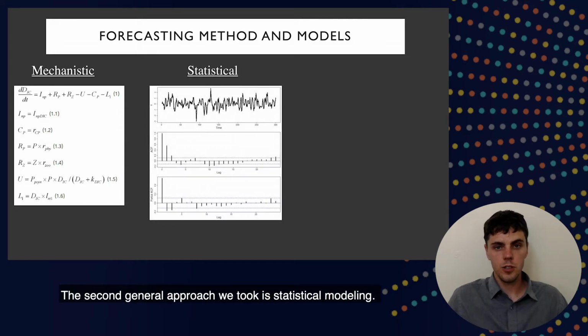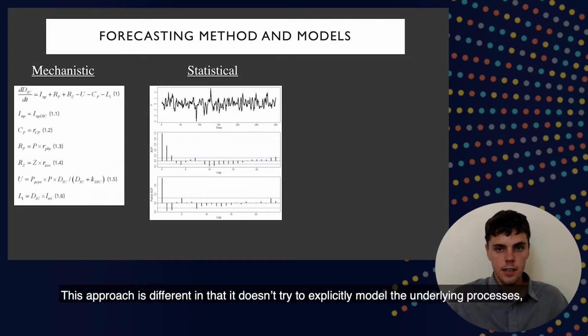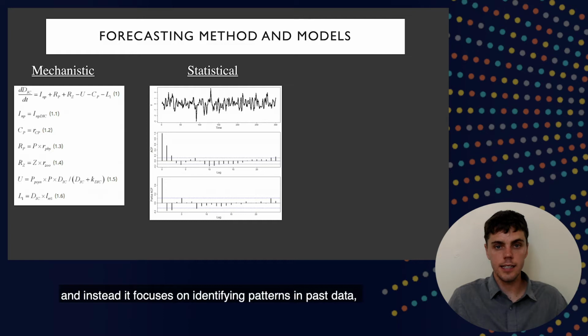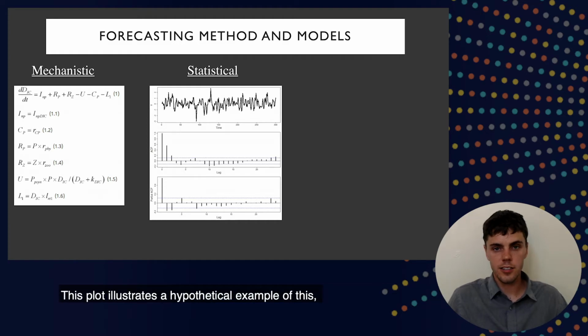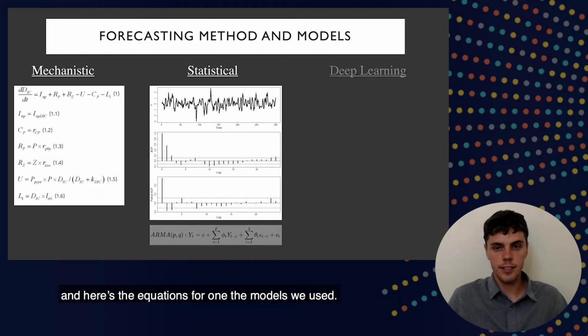The second general approach we took was statistical modeling. This approach is different in that it doesn't try to explicitly model the underlying processes, and instead it focuses on identifying patterns in past data and then using those patterns to predict what the future is going to look like. This plot illustrates a hypothetical example of this, and here's an equation for one of the models we used.